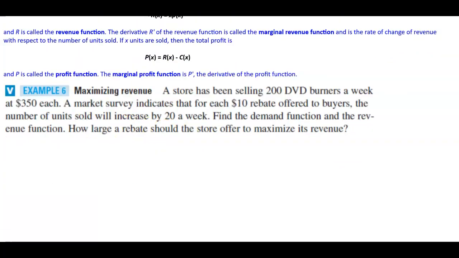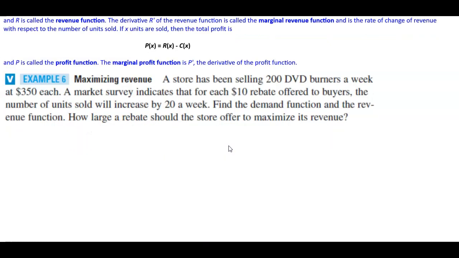So for example 6, we want to maximize revenue. A store has been selling 200 DVD burners a week at $350 each. A market survey indicates that for each $10 rebate offered to buyers, the number of units sold will increase by 20 a week. Find the demand function and the revenue function, and how large a rebate should the store offer to maximize its revenue. Well, the first thing is we need to define some variables here.